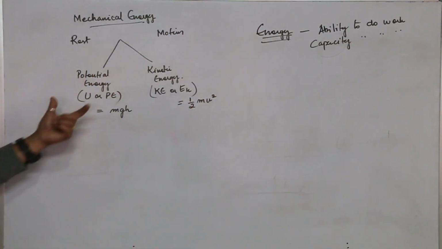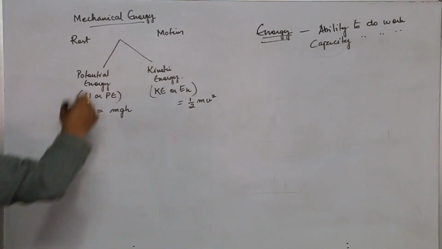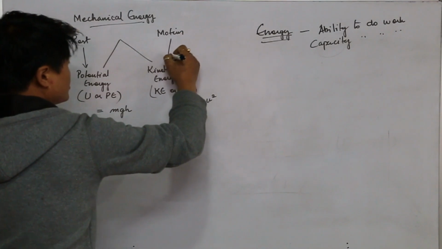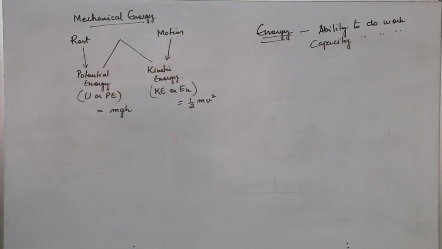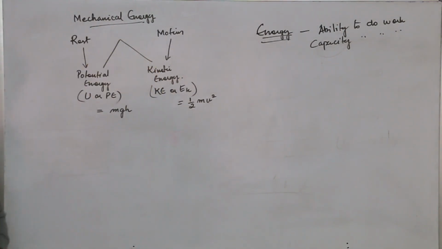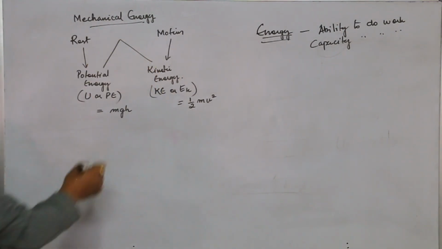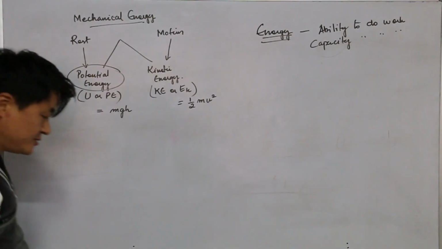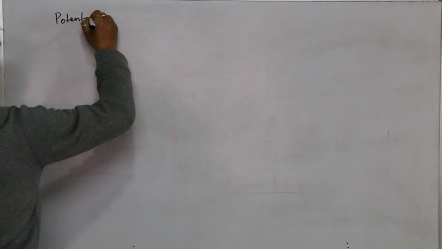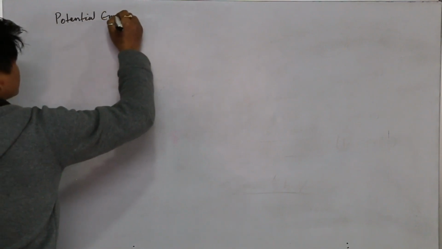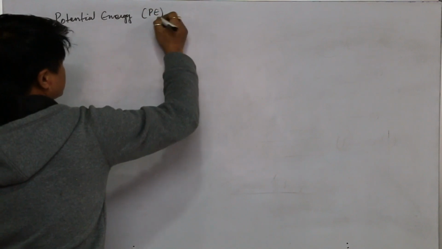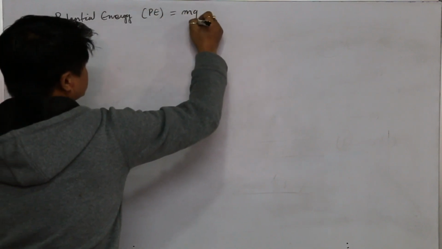Okay, so energy possessed by a body when at rest is your potential energy, and energy possessed by a body when in motion is your kinetic energy. So sum of potential and the kinetic energy will give us mechanical energy. First we'll do potential energy. So potential energy, and this we write PE. The formula is here mgh.